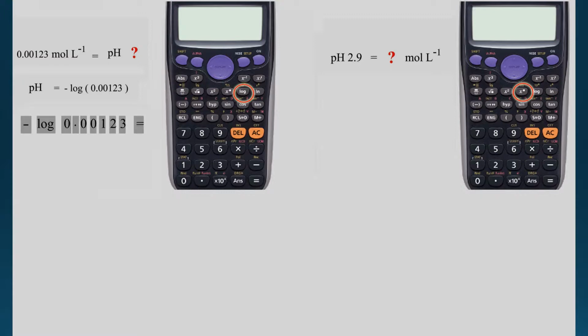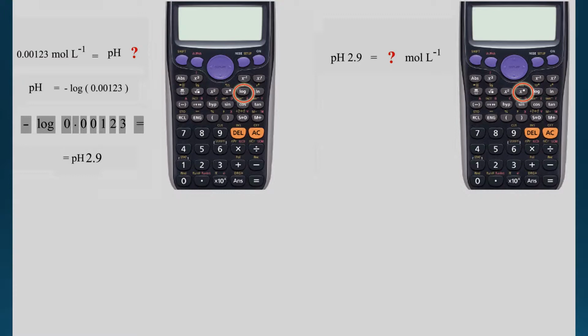Then that's what you should put in: minus log 0.00123, equal. That's the answer. So now you convert the mole per liter form into a pH form.